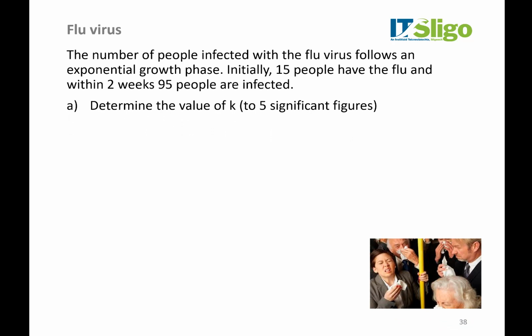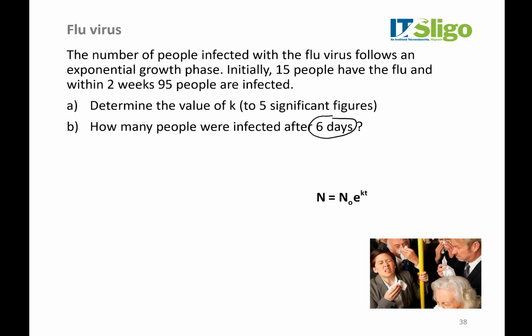Determine the value of K to 5 significant figures. We'll do that first. How many people would be infected after 6 days? Because this question has days in it, when I'm calculating K, I'll convert my weeks into days. So I'll use 14 days there rather than 2 weeks, just to avoid writing 6/7 as a fraction, which gets very messy.